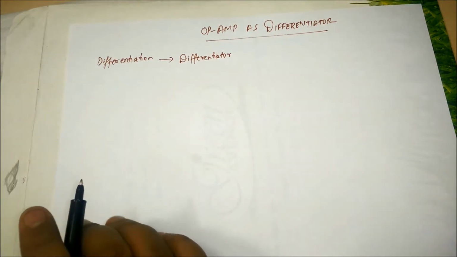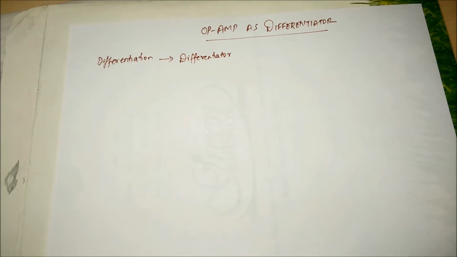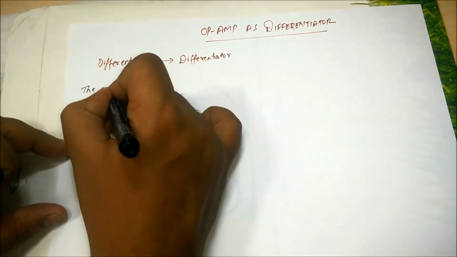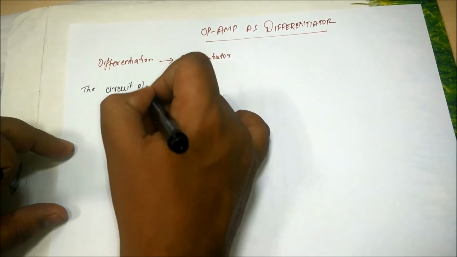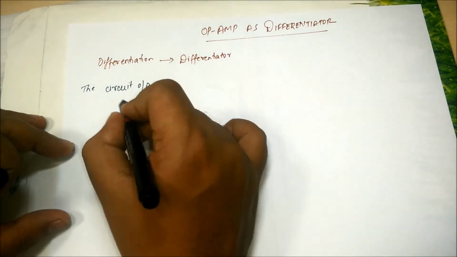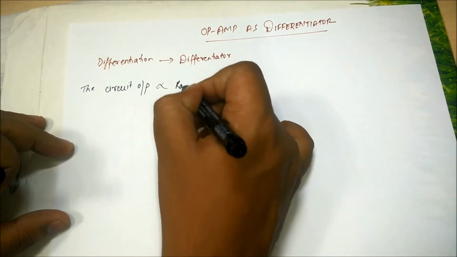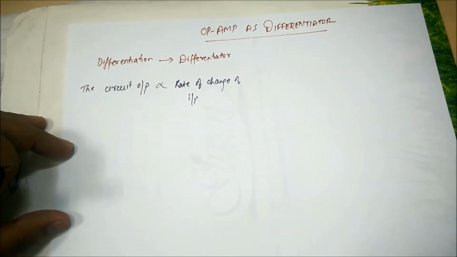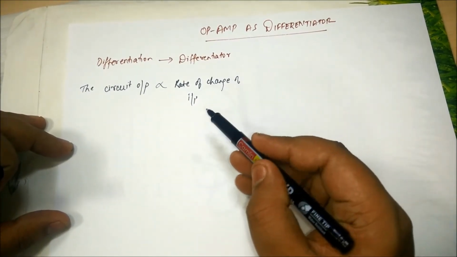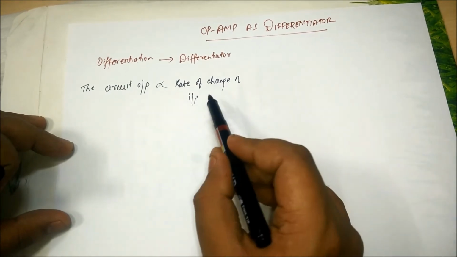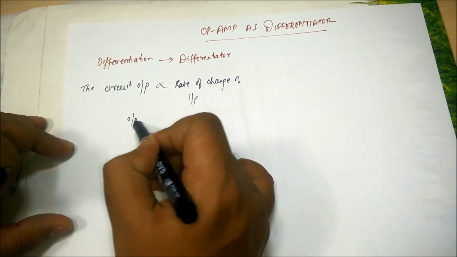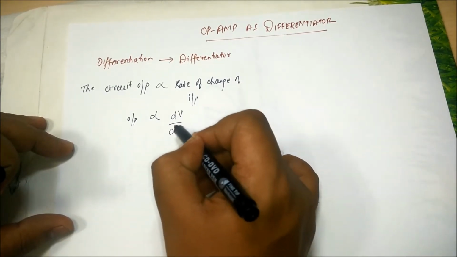In a differentiator, the circuit output is proportional to the rate of change of input. So, if your input is changing at a faster rate, your output will be high. If your input is changing slowly, your output will be less. So, output is proportional to dV by dt.